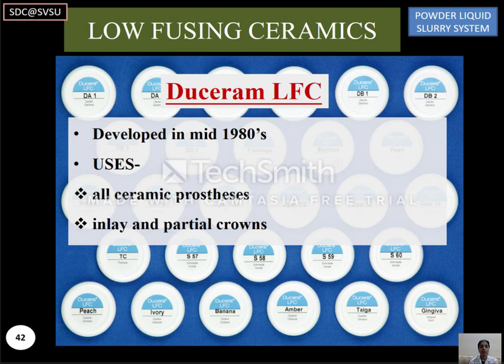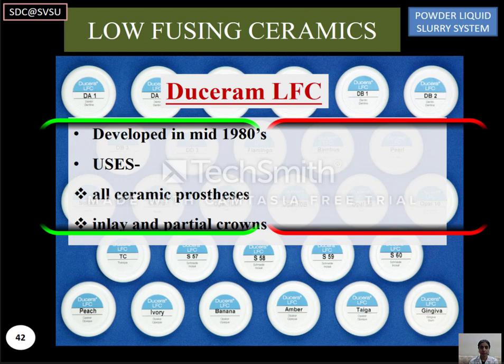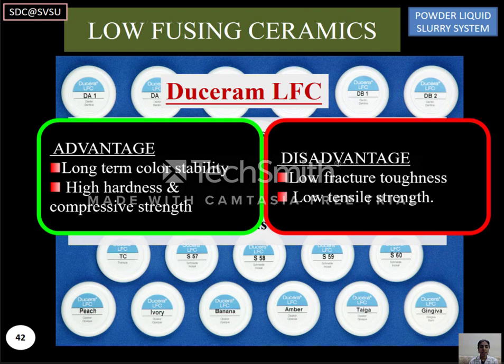Low fusing ceramics. They were developed in the mid-1980s and they are used in all ceramic prostheses and in inlays and partial crowns. The advantages include they have long-term color stability and they have high hardness and compressive strength. The disadvantages include that they have low fracture toughness and low tensile strength.